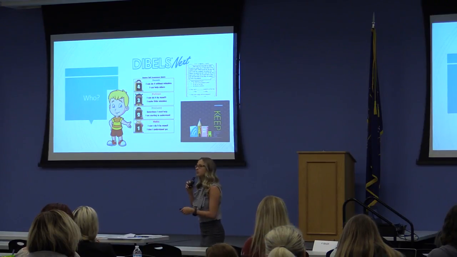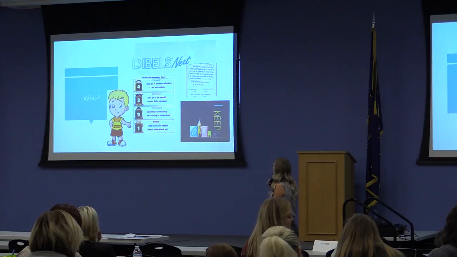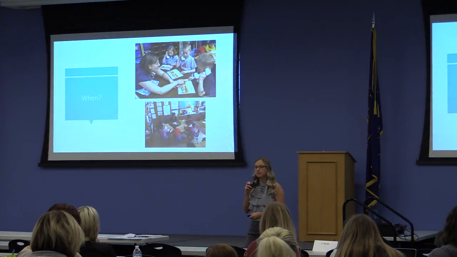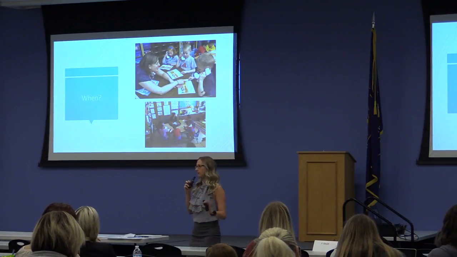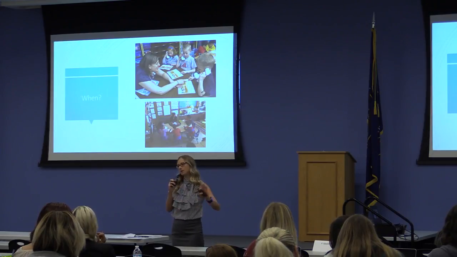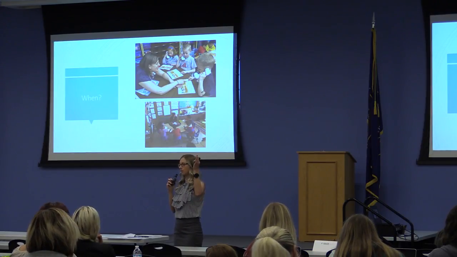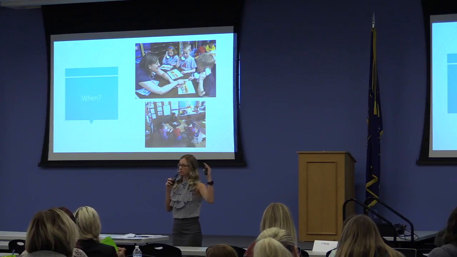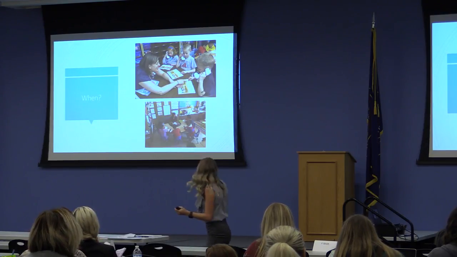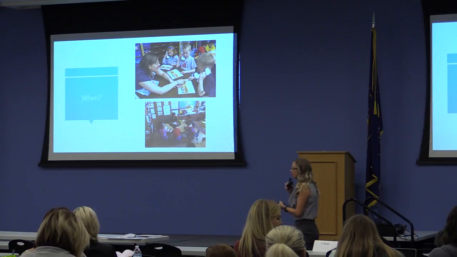So first we have to find out who's at risk, right? When you're thinking about Dibels, for example, the benchmark is the lowest level of okay. The benchmark is not, I'm suddenly perfect and proficient, right? And you've all seen kids that were green and then were not green, right? It happens. So the next thing we have to think about is when.